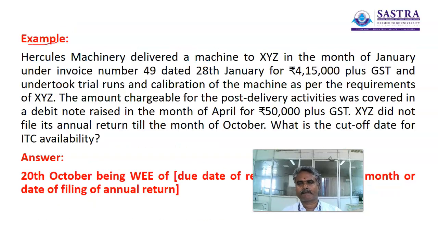Example. Hercules Machinery delivered a machine to XYZ in the month of January, under invoice number 49 dated 28th January, 4,15,000 plus GST, and undertook trial runs and calibration of the machine as per the requirements of XYZ. The amount chargeable for the post-delivery activities was covered in a debit note raised in the month of April, 50,000 plus GST, no problem.